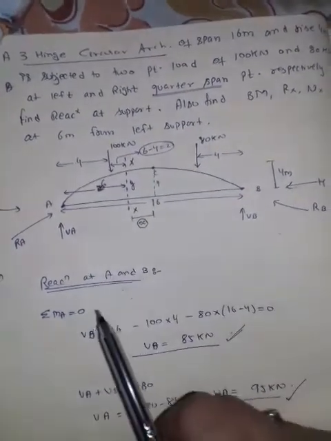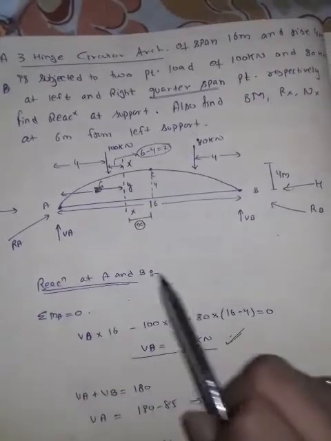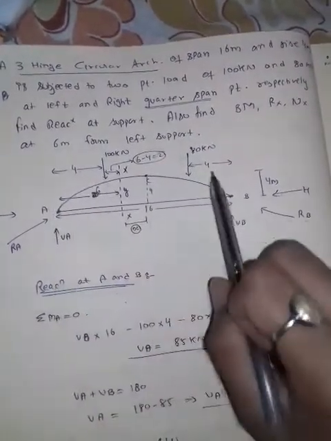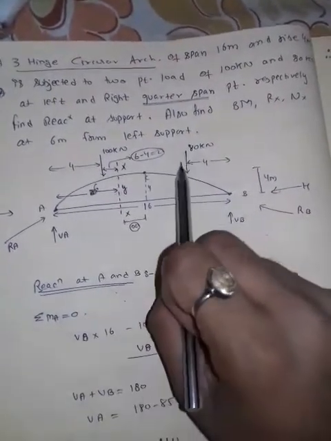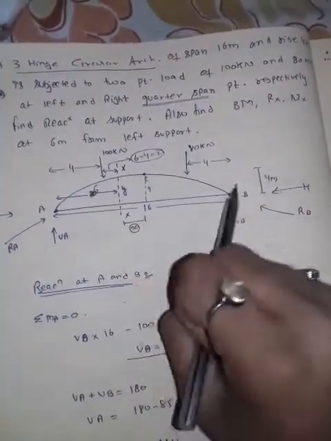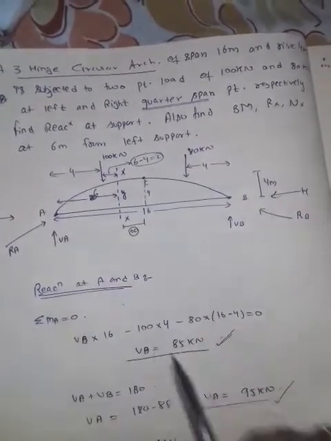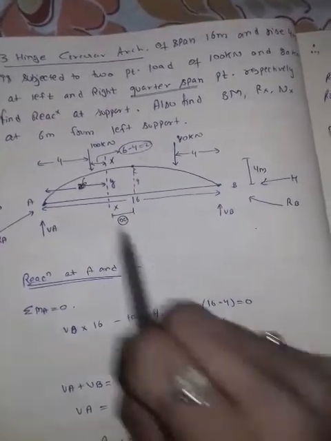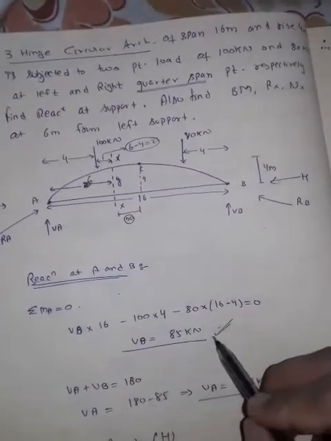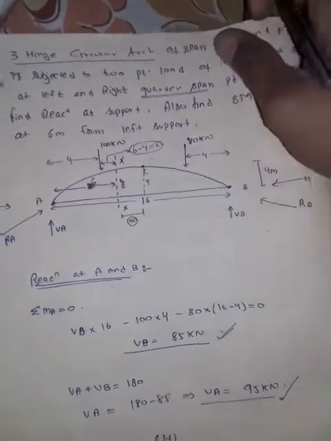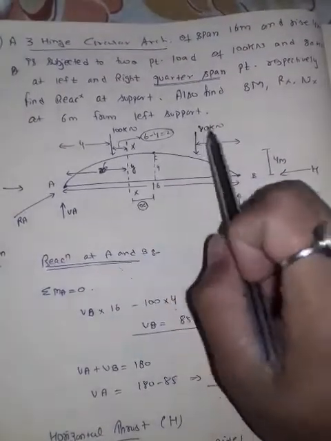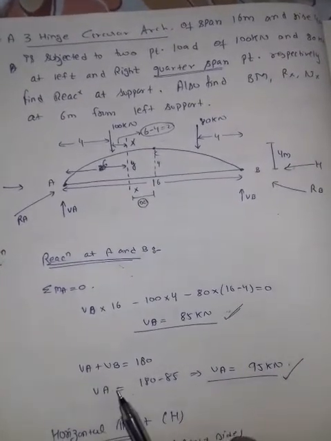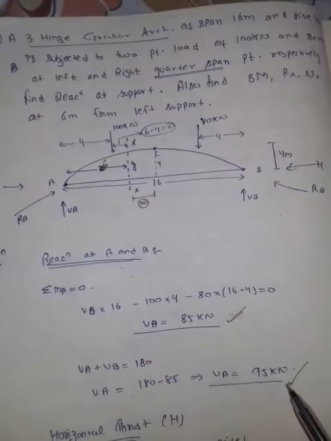So I am taking the moment at A equal to 0 for the calculation of VA and VB, that is summation of MA is equal to 0. It means VB multiplied by 16 minus 100 multiplied by 4 minus 80 multiplied by the remaining distance, 16 minus 4, is equal to 0. So VB is calculated as 85 kilonewton. The total load is 100 plus 80, that is 180 kilonewton. So VA plus VB is equal to 180 kilonewton, so we can calculate VA, that is 95 kilonewton.